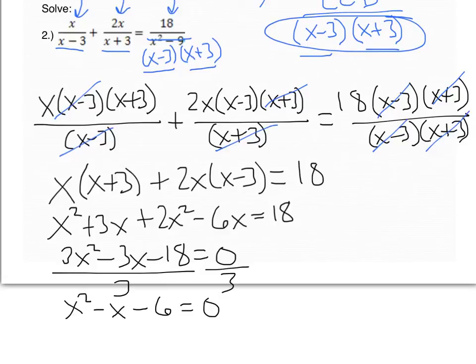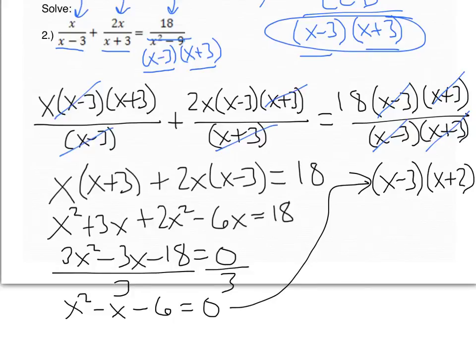Now I can factor it using the AM method. Let's bring it up here. I'm going to have x minus 3 and x plus 2 equal to 0. X minus 3, x plus 2. Negative 3 times 2 is negative 6. Negative 3 plus 2 is negative 1. Let's solve for x. We get x equals 3 and x equals negative 2.